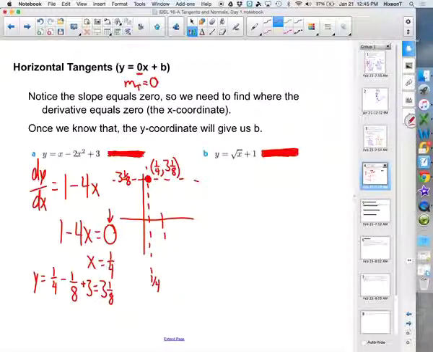Once you get the 1/4, you just plug it back in to the original, right? Yeah. Because again, you're trying to find a location, right? So location, you always plug into the original function. Okay.